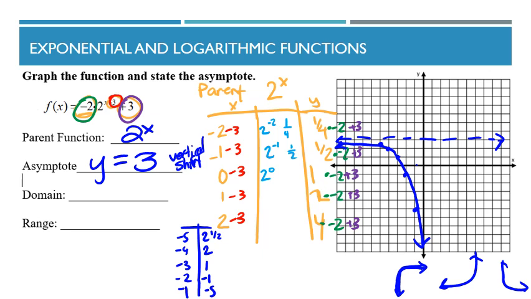My domain, I'm going forever left for sure, and I'm actually going forever right. It just doesn't quite look like it, but I am, slowly but surely. My range, I'm starting at -infinity low to high. I'm going up to 3, but I don't include it because it's an asymptote. So that 3 should show up several times.